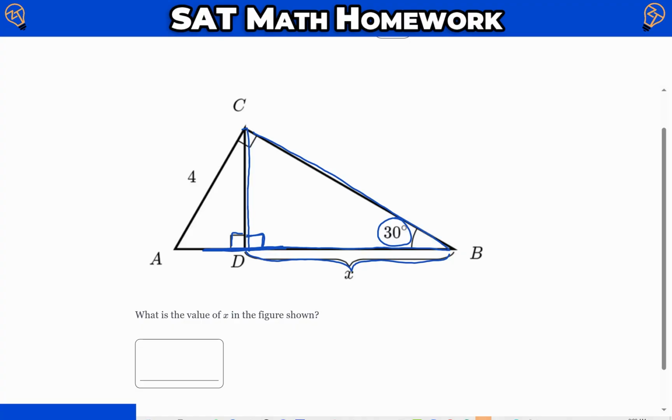So since this is 90, we know that these two angles are going to be complementary, meaning if you do 90 minus 30, you get this is 60. So great, we have a 30, 60, 90 right triangle. It's a special right triangle.